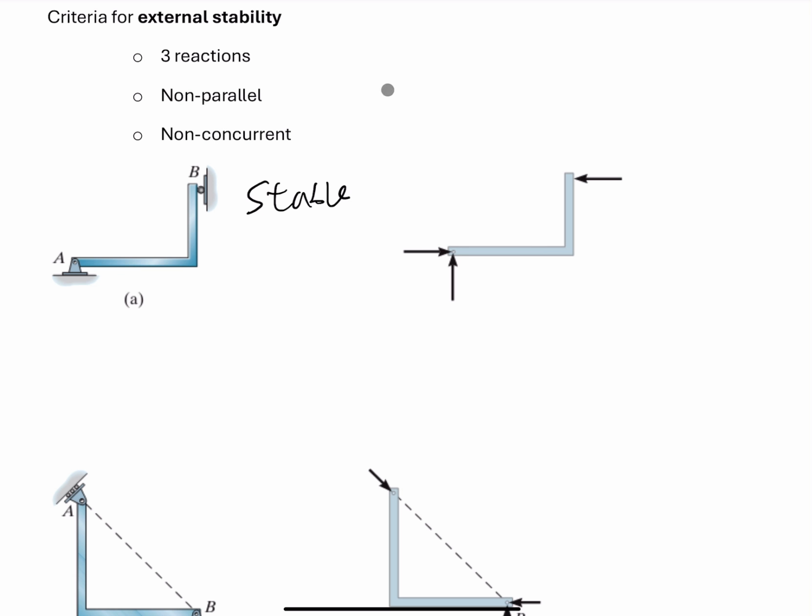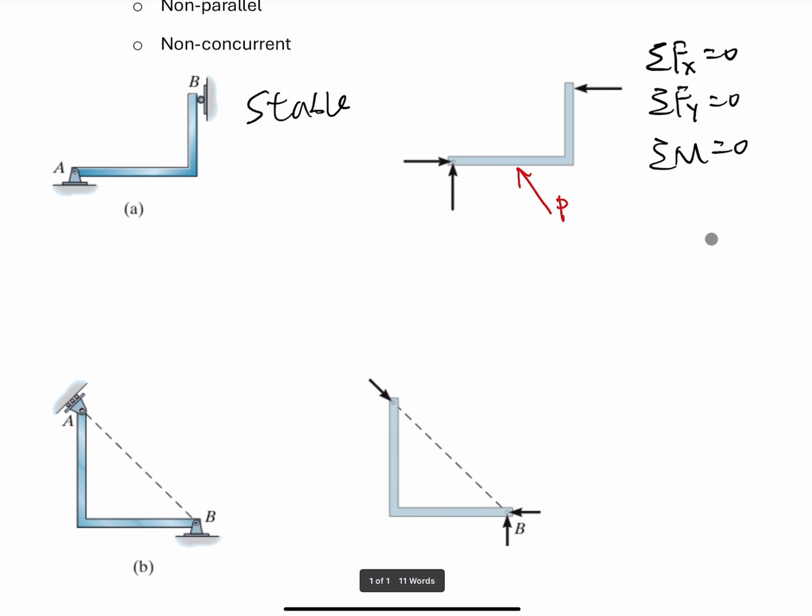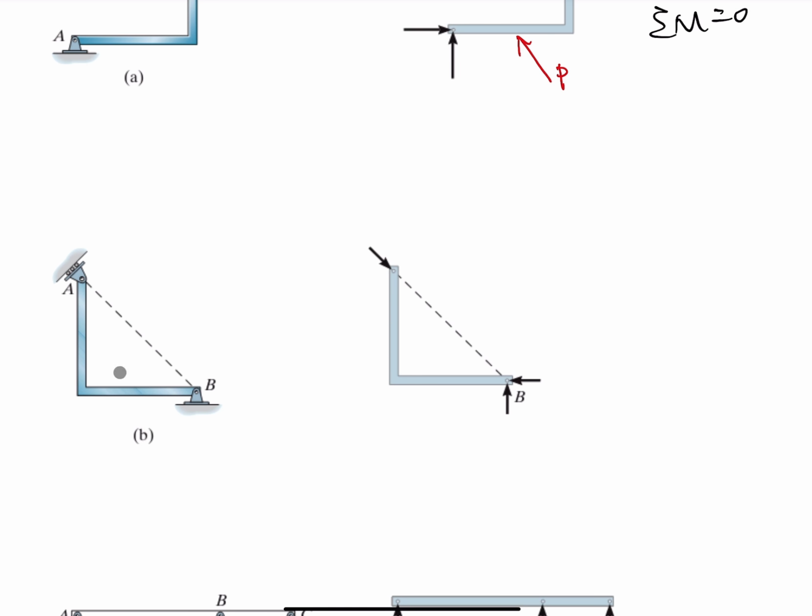But using an engineering way, we can decide whether the structure is stable as well. For example, if we apply external loading on this structure, we can very easily write down the three equations of equilibrium. In this case, we know all these equations of equilibrium are satisfied. That means the structure is stable.